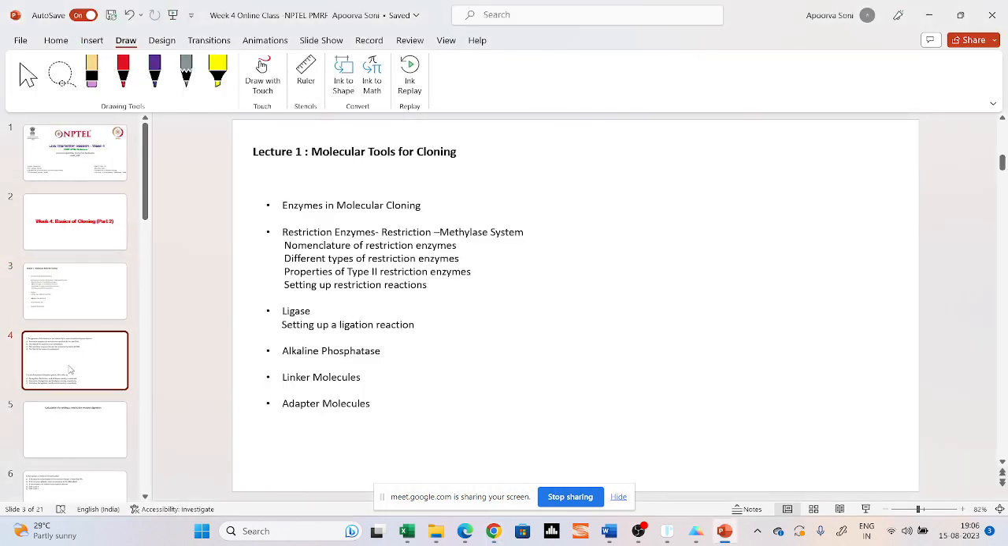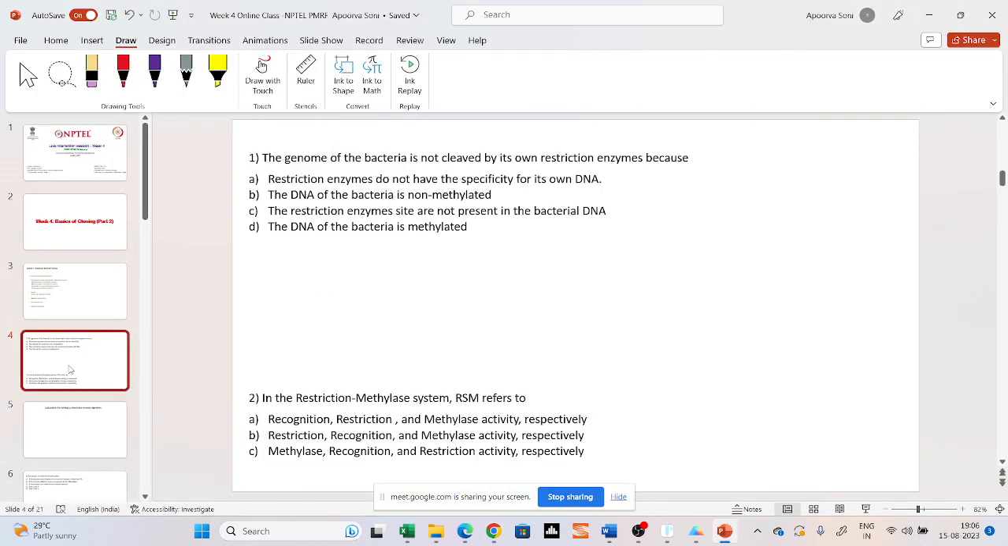The first question is: the genome of the bacteria is not cleaved by its own restriction enzymes because A, restriction enzymes do not have the specificity for its own DNA; B, the DNA of the bacteria is non-methylated; C, the restriction enzyme sites are not present in the bacterial DNA; or D, the DNA of the bacteria is methylated. So, what is the correct answer?